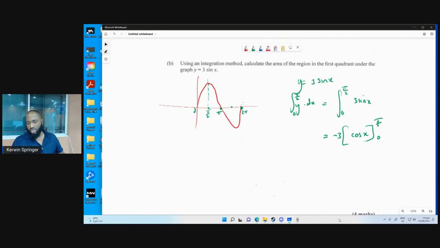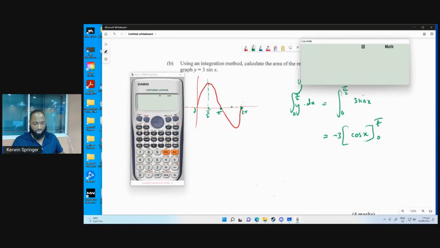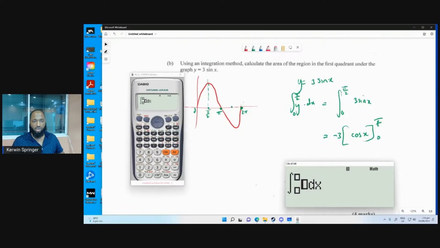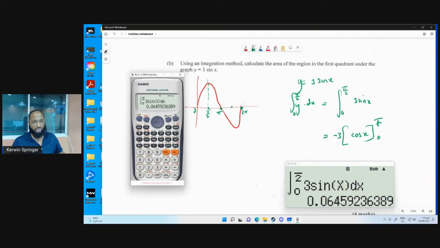Now you can do this whole thing in a calculator like this. Shift, once you have definite integrals, you could put the entire thing like that. 3 sine x, and then you put in your limits 0, pi over 2. Now, those of you in my class, please go back to the classes where I showed you all the different tricks that you can use with this calculator to solve.